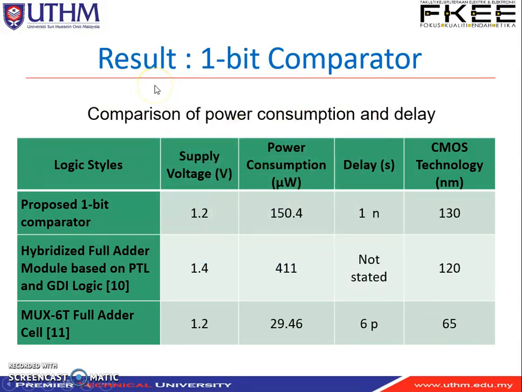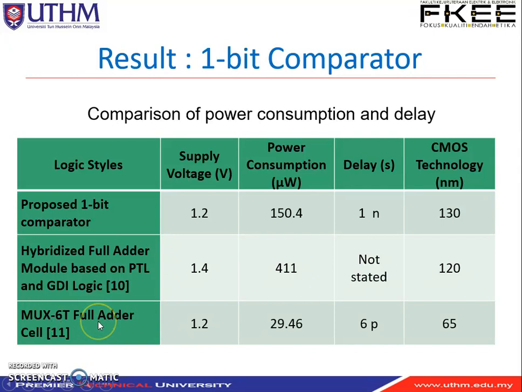If we compare the output of our 1-bit comparator with 2 examples, over here is the hybridized full adder module based on PTL and GDI logic. It is using a different supply voltage, 1.4. So if you look over here, the power consumption is very high, but for our design, it is 150 microwatt only.